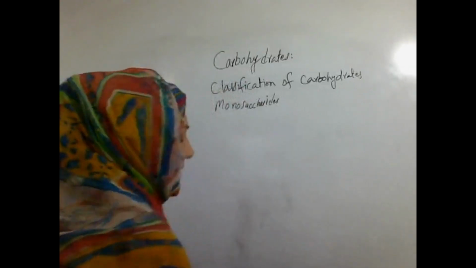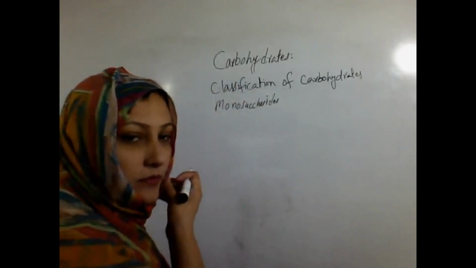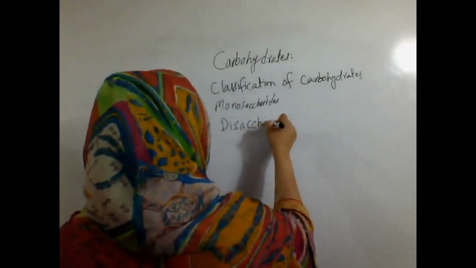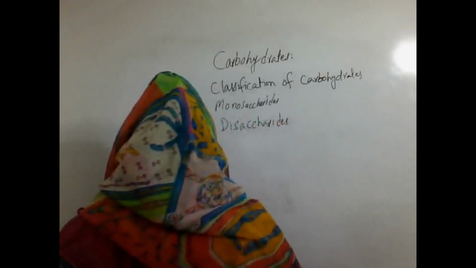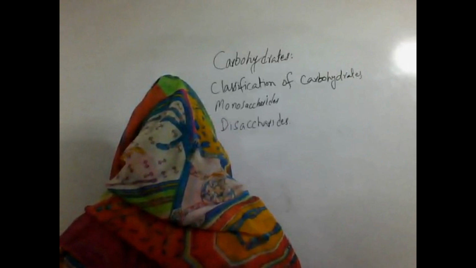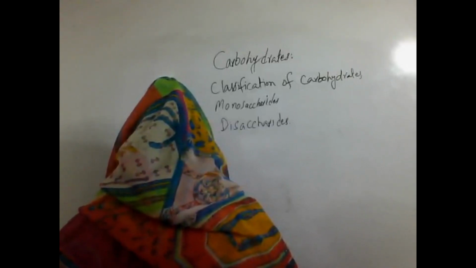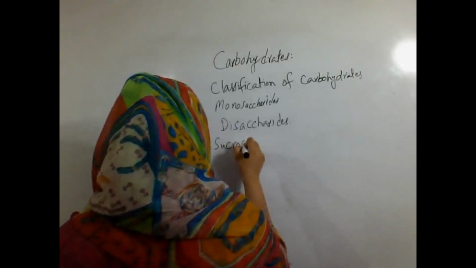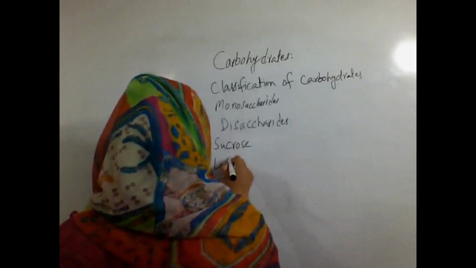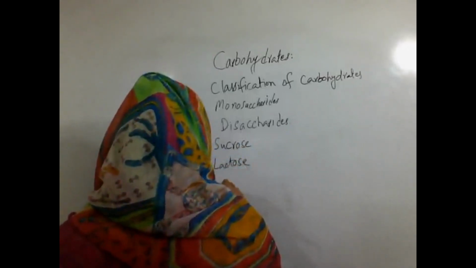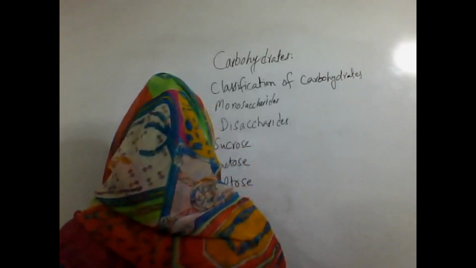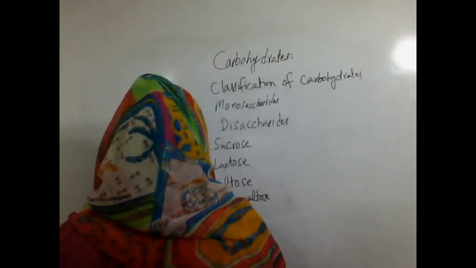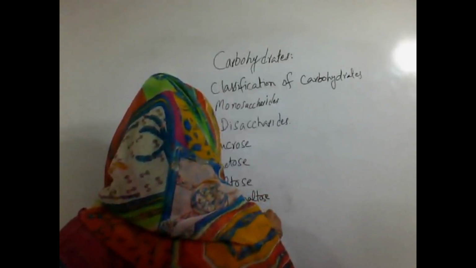After monosaccharides, some examples of disaccharides. Examples of disaccharides are sucrose, lactose, maltose, isomaltose and trehalose.